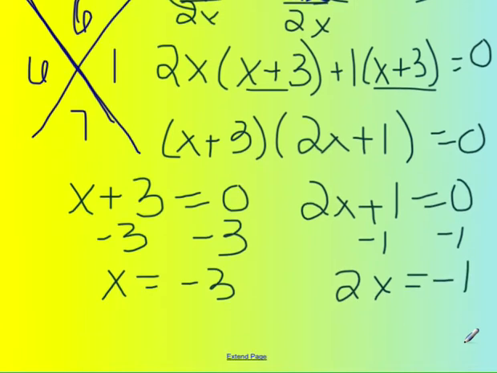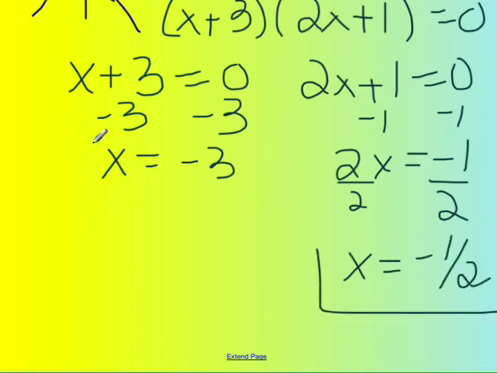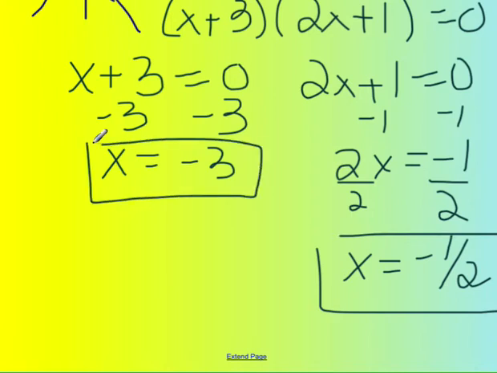So now, in order to get the x by itself, I'm going to have to divide both sides by 2, since that 2 is being multiplied by the x. So then I get x is equal to negative 1/2, and x is equal to negative 3 as my final answer. Again, you can write negative 1/2 as a decimal if you want.